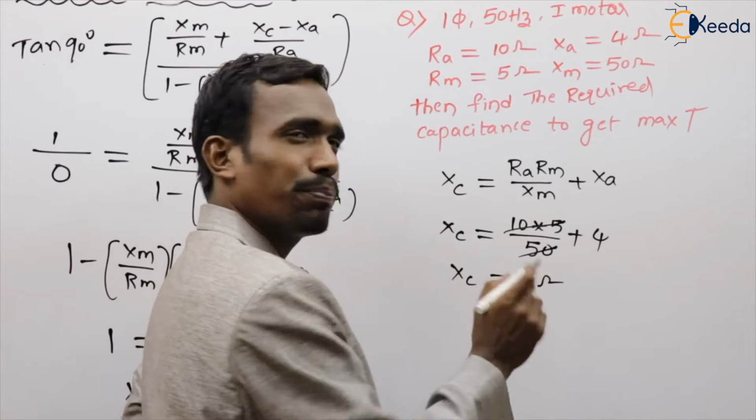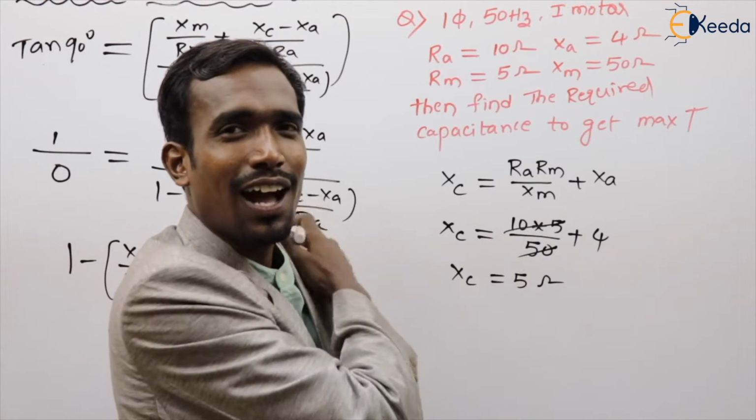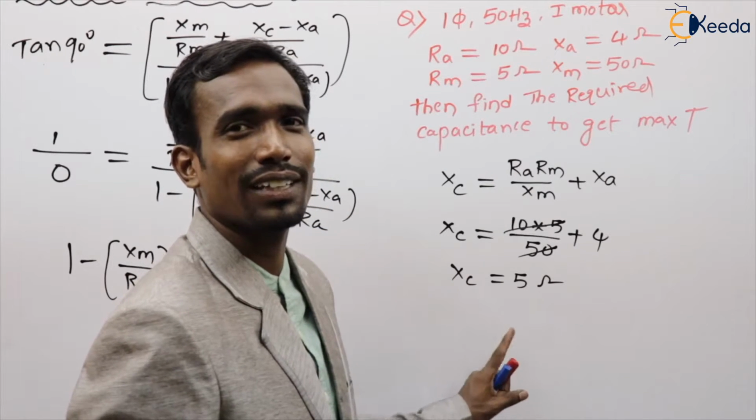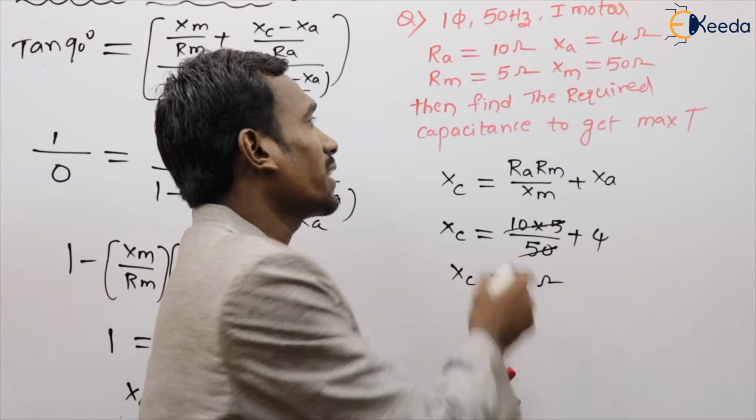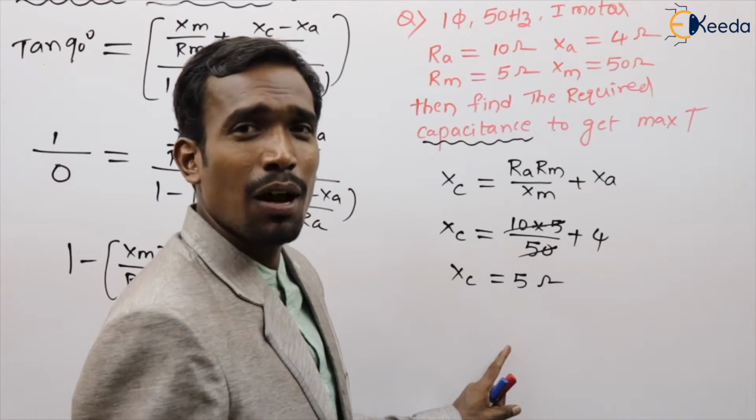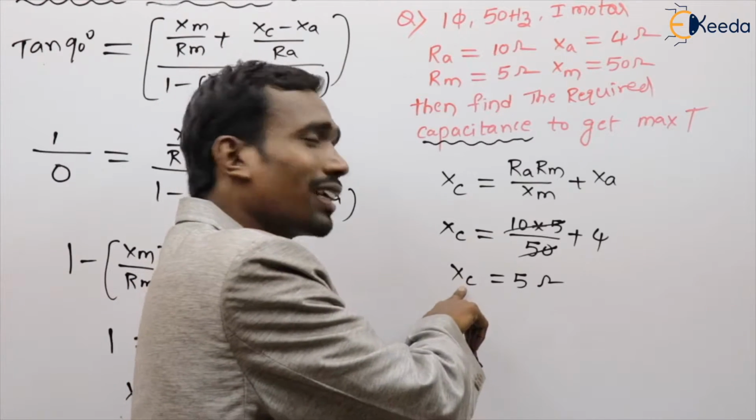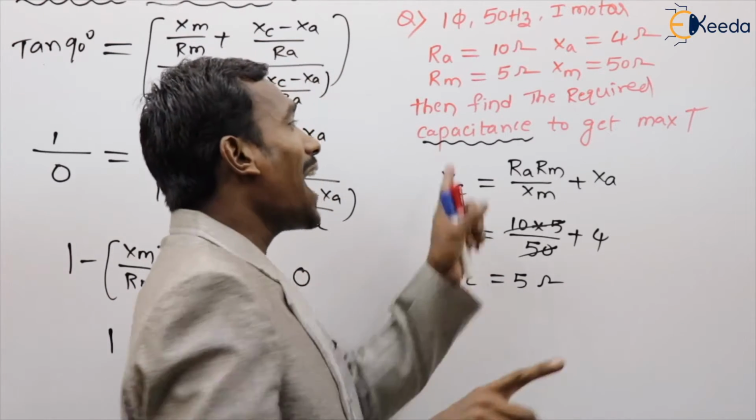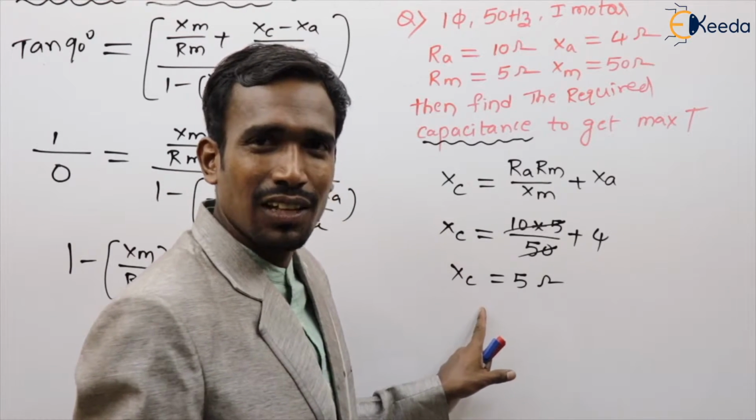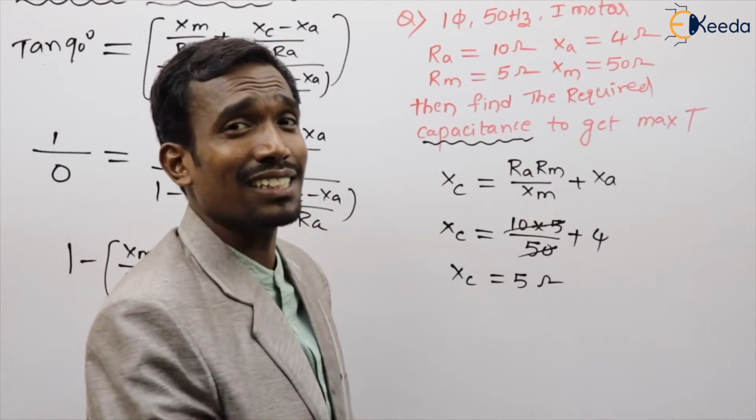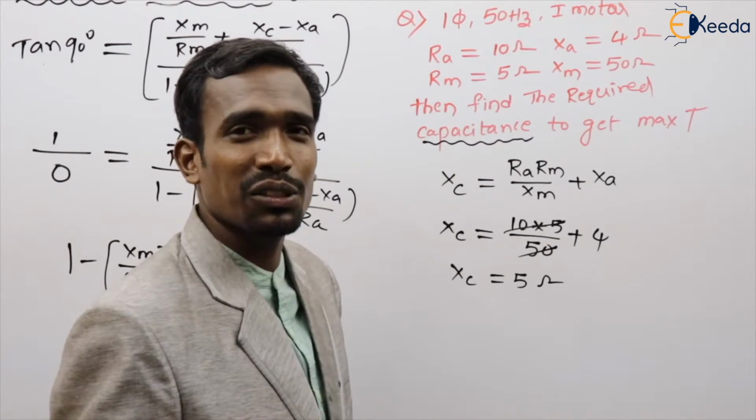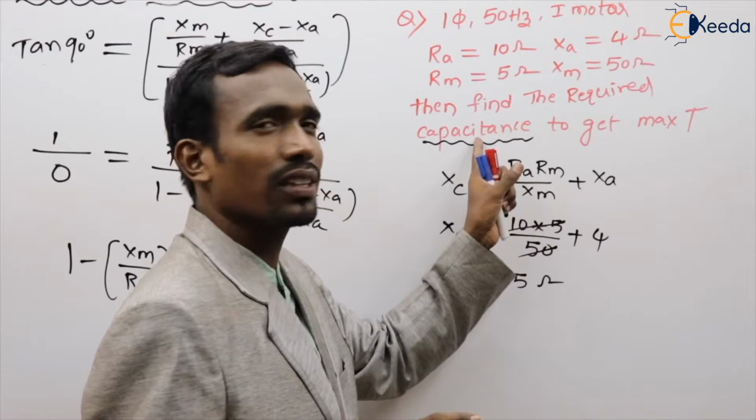Generally people put option A, thinking I did very well, I got the correct answer. But this is not the final answer. What did I ask here? Capacitance. But you did only Xc. I want capacitance, you know. This is not a capacitance. This is the capacitive reactance, sir. This is not a capacitance. But I want the capacitance value. You should remember this one.